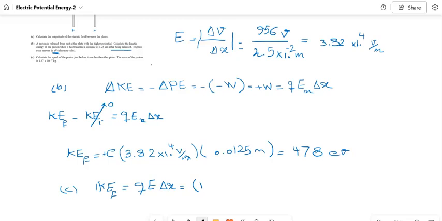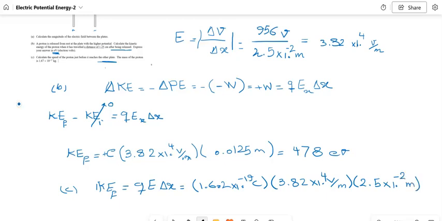So the charge is 1.602 10 power of minus 19 coulomb. The electric field is 3.82 10 power of 4 volt per meter. And for the displacement, the question said that it reached the other plate that's located 2.5 centimeter away from the initial plate. So the displacement is 2.5 centimeter, which I converted to meter.